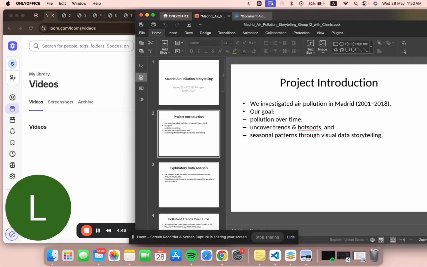So, our goal was to explore how different pollutants have evolved over time, to uncover which areas are most and least polluted, and to examine the seasonal patterns across pollutants from 2001 to 2018.